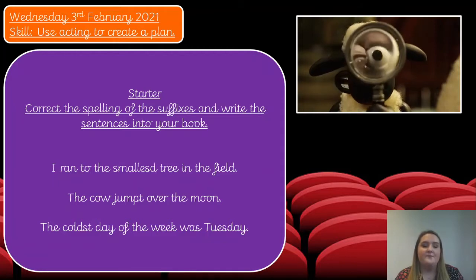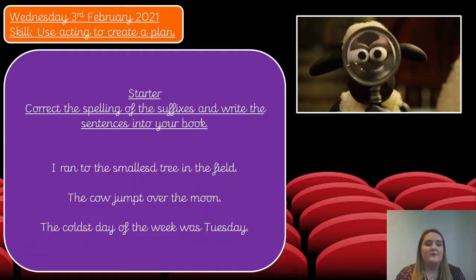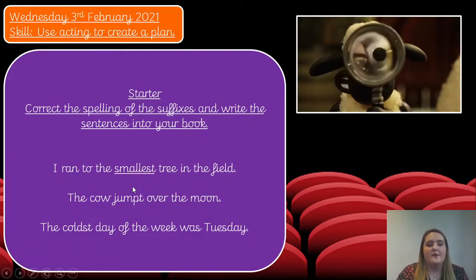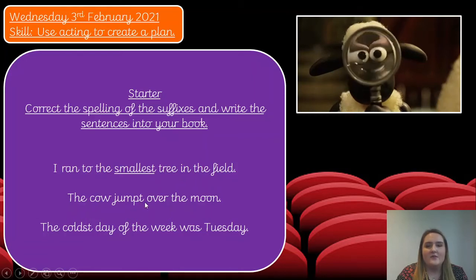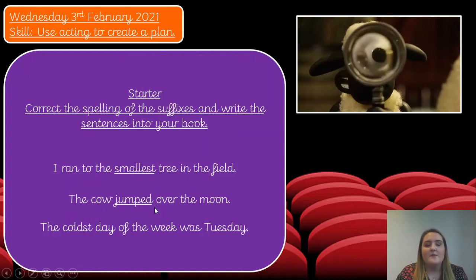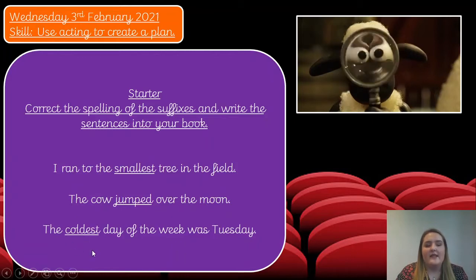Pause the video. Okay, let's see if you got them right then. So I ran to the smallest tree in the field. We know this word hasn't been spelled correctly and smallest is EST. That's how we spell that suffix there. Okay. The cow jumped over the moon. We know the ED is not, it sounds like a T, actually it's an ED ending. So it should be jumped with ED, that suffix there. And then the last one, coldest, we know we're missing the E, so we can correct that there, coldest, okay, with that suffix. Well done, give yourself a tick for each one you got right, please.